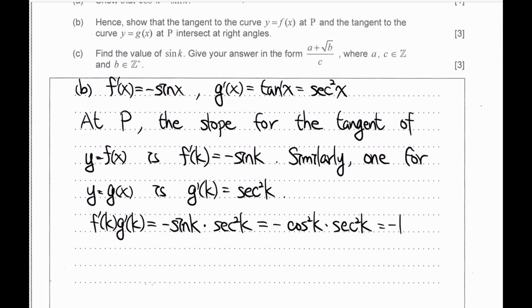So the product of the slopes of the tangent lines for f of x and g of x is -1. This says that these two tangent lines intersect at right angles.